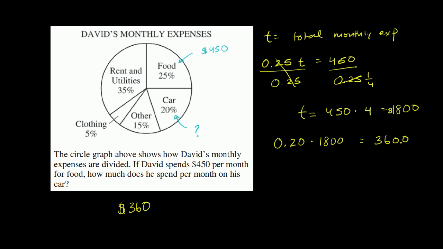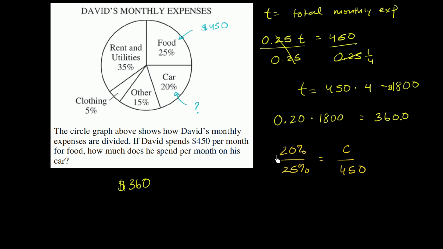Now there's other ways we could have thought about this. We could have set up a proportion here. We could have said the 20% is to 25% as the amount he spends on his car is to the amount he spends on his food. This is the percent he spends on his car, percent on food. That ratio is the same as the actual dollars he spends on his car relative to the actual dollars he spends on his food.